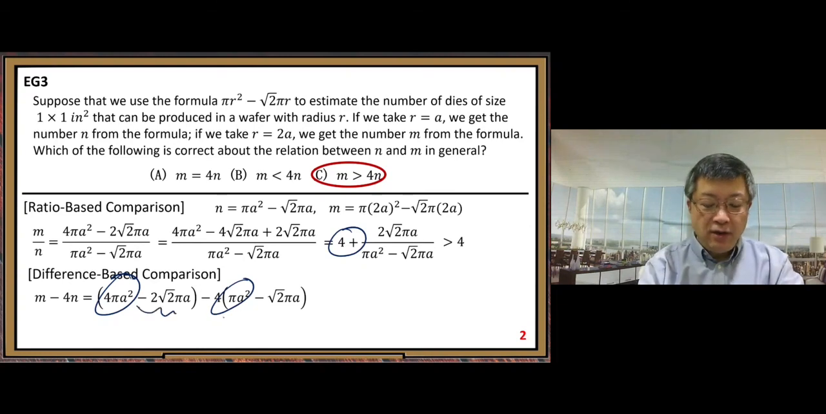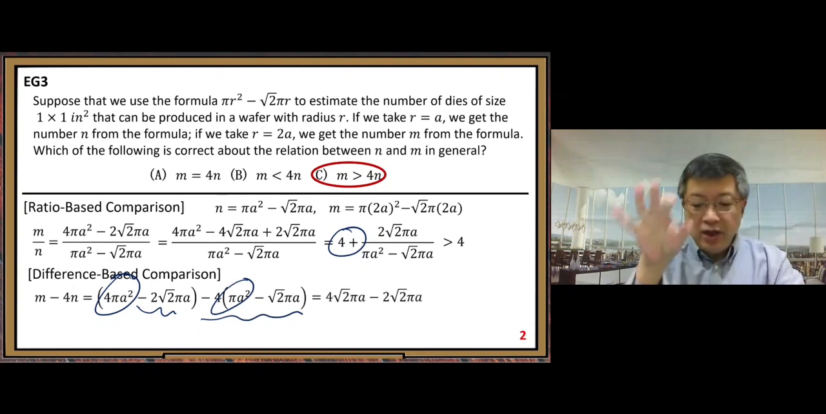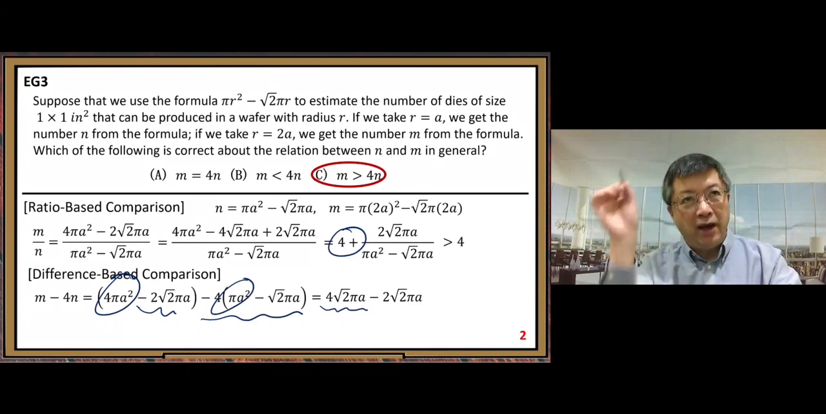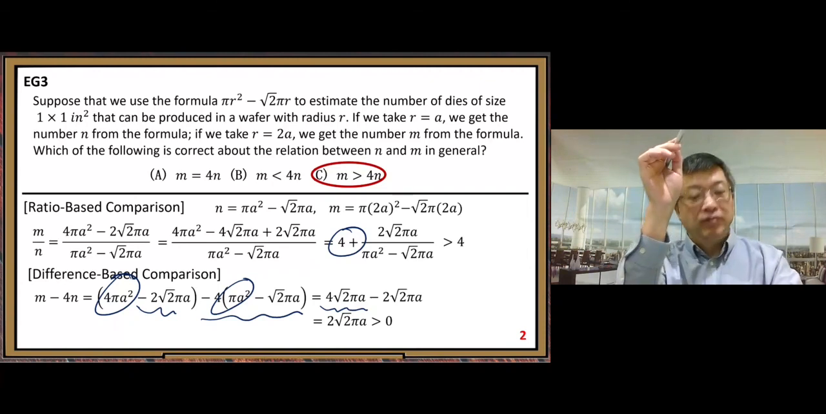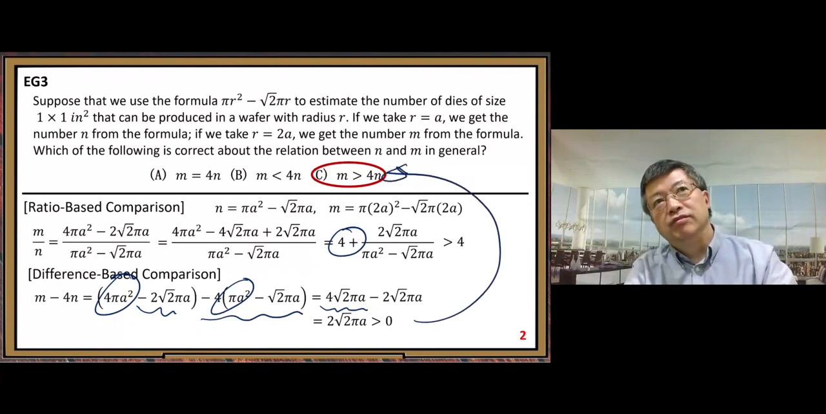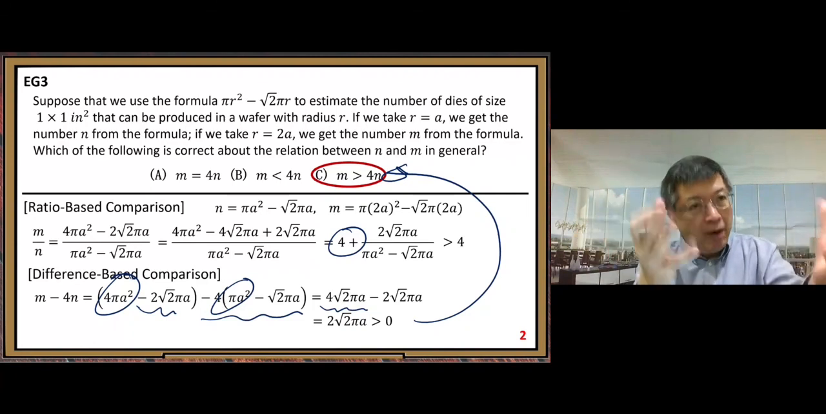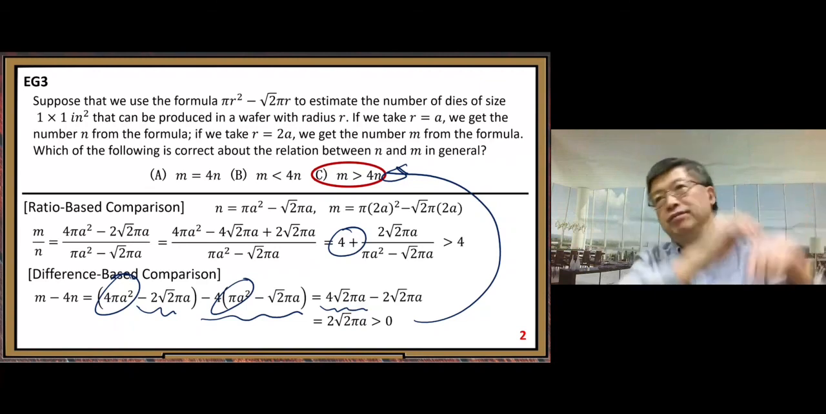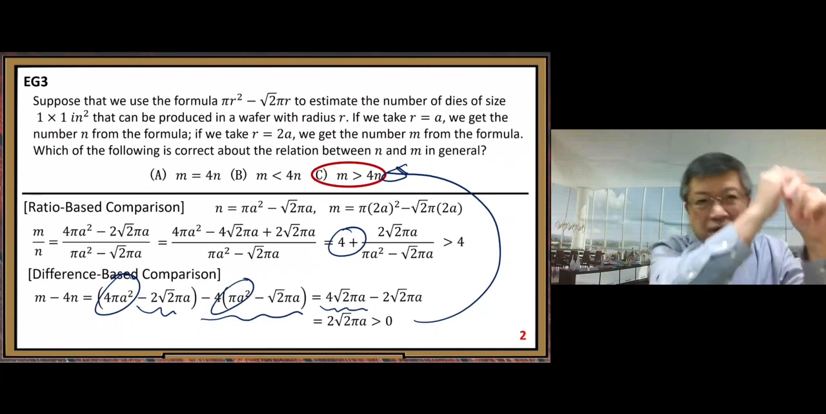Then the second term: change the sign, move terms a little bit, and you will get 4√2 pi a minus 2√2 pi a. Simplified, 2√2 pi a. It is positive. The difference is positive. Can you get the same thing? Option C. So you can see these two basic methods both can give us the correct answer. You just choose the one that you like.